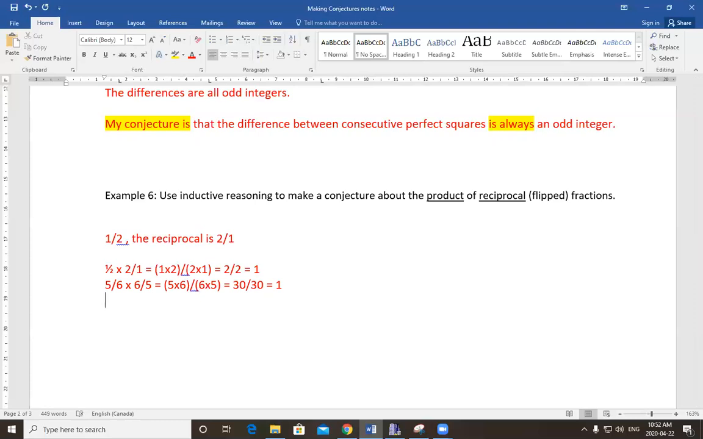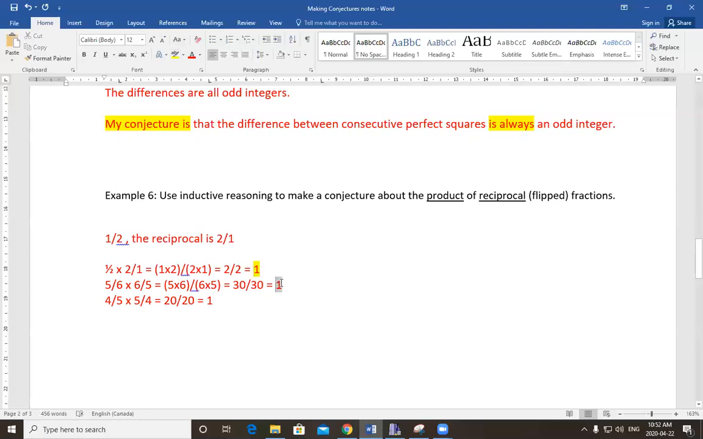We can do 4 over 5 times 5 over 4. That basically is 20 over 20, which is also equal to 1.